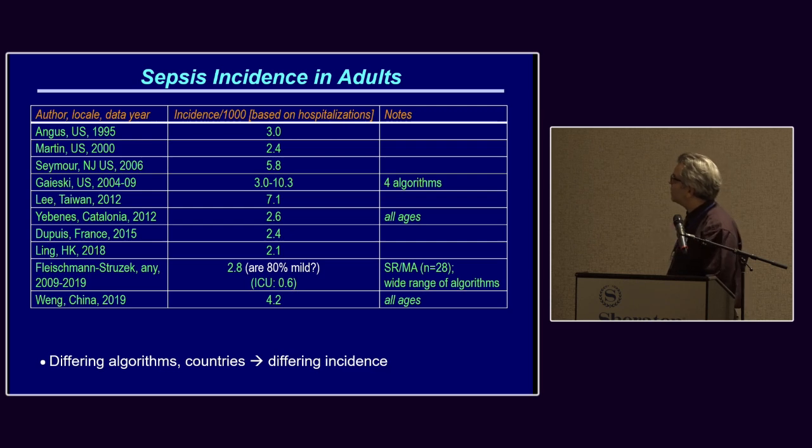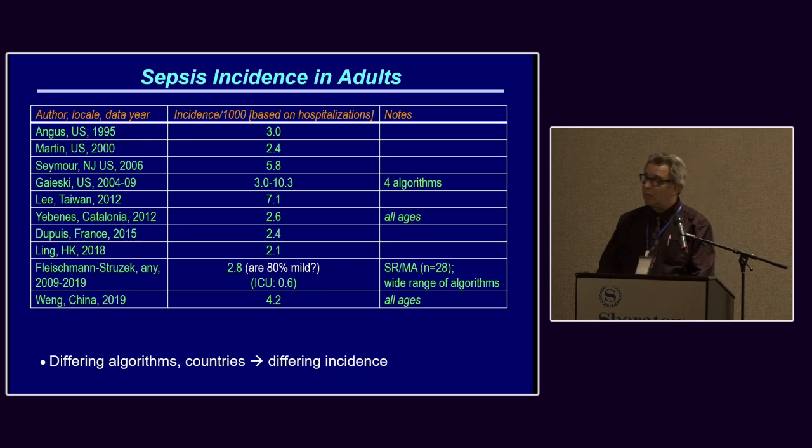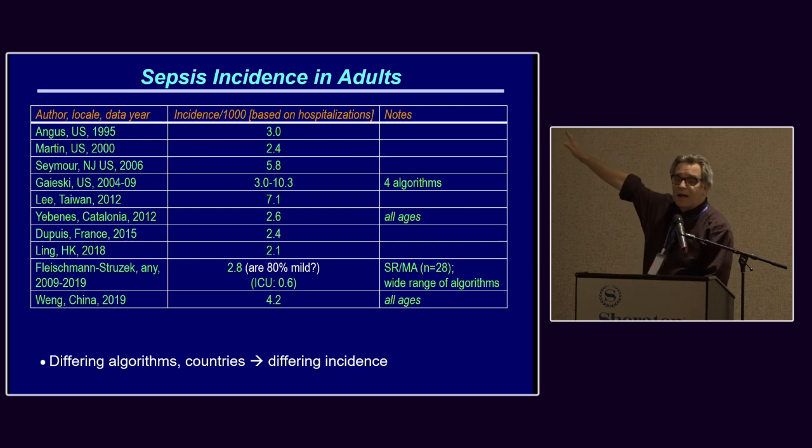Okay, so what do we get? These are incidence rates per 1,000 people per year, okay? So yearly incidence rates per 1,000 people. And it's based on hospitalizations, since we know nothing about people who might have sepsis who never get to the hospital. You can die in your house and have had sepsis, we'll never know. So this is just based on hospitalizations. And you see that the numbers vary quite a bit. I want to point out a few of these.